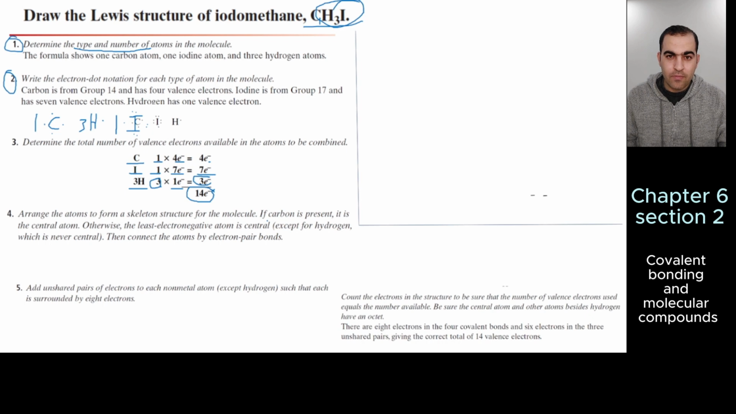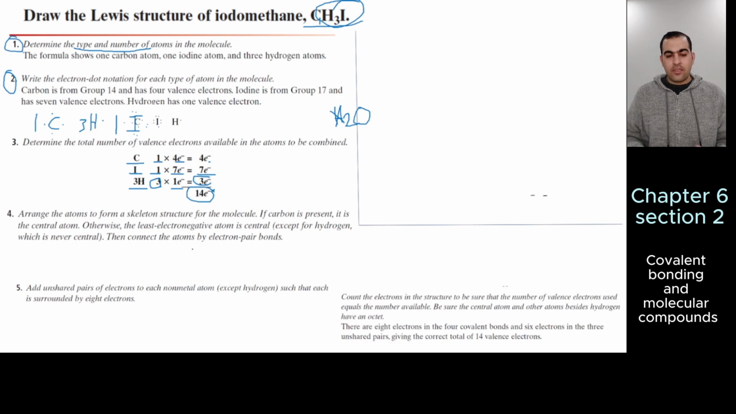Okay? Carbon is always the same. But if hydrogen is from the left, no, hydrogen is not going to be central. Like in H2O, you say, teacher, you said the one from the left is the least electronegative and is going to be central. But for hydrogen, it doesn't work because hydrogen is never going to be central. Okay.